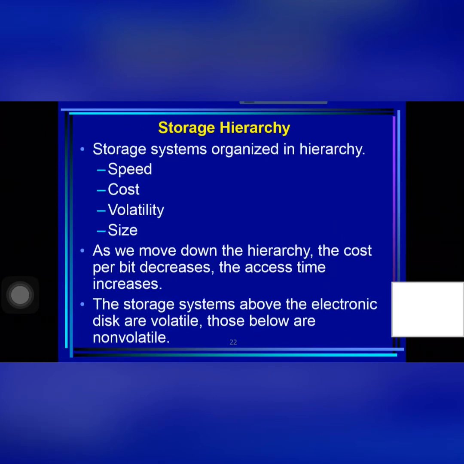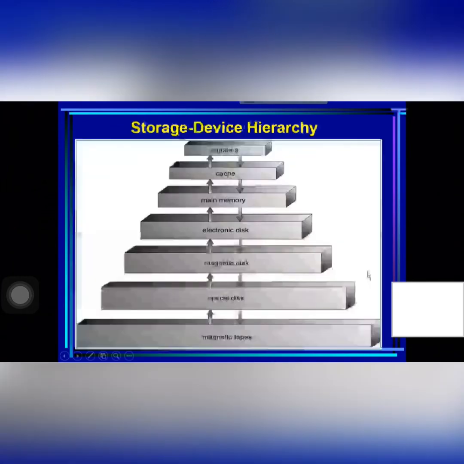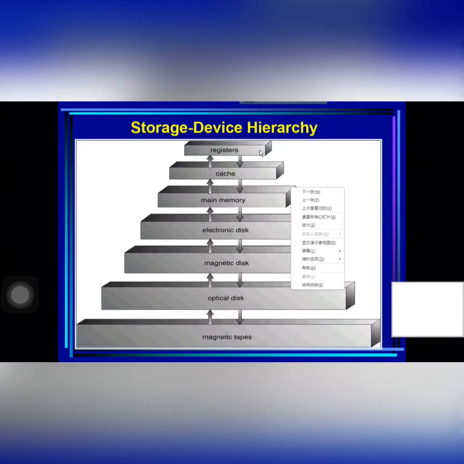In a larger sense, however, the storage structure that we have described, consisting of registers, main memory, and magnetic disks, is only one of many possible storage systems. Others include cache memory, CD-ROM, magnetic tapes, and so on. So this picture shows the register and storage device hierarchy.